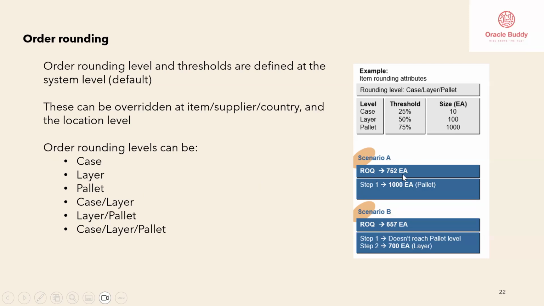So suppose ROQ is 752 eaches and the minimum or threshold is like 1000 eaches. Next, scenario 2 is like 657. So if you have 657 units, it doesn't reach pallet level. So it will round it off to 700 eaches.